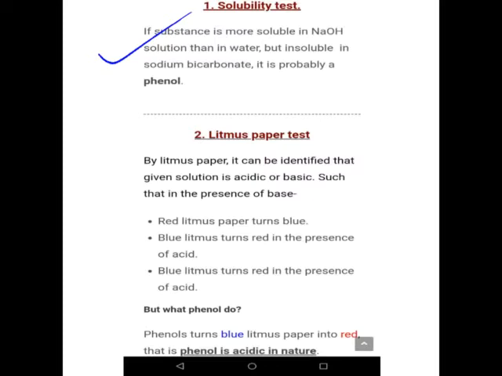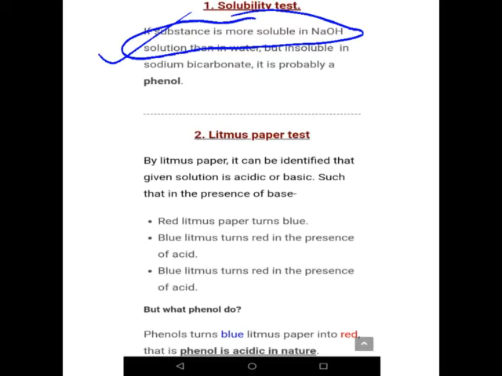Okay, so in which solvent is the given phenol soluble? If a substance is more soluble in NaOH solution than in water, but insoluble in sodium bicarbonate, then it is phenol. Phenol is more soluble in the sodium hydroxide alkaline solution than in water. That is the first test, the solubility test.